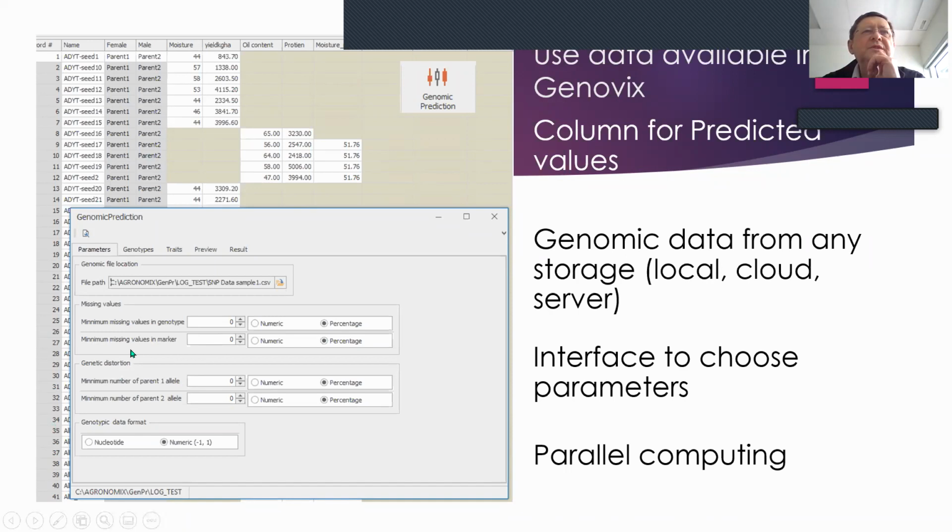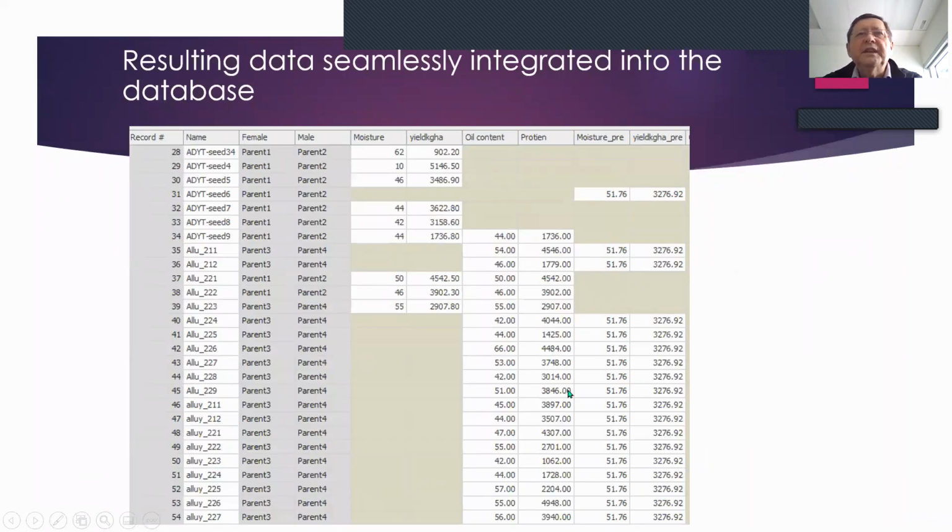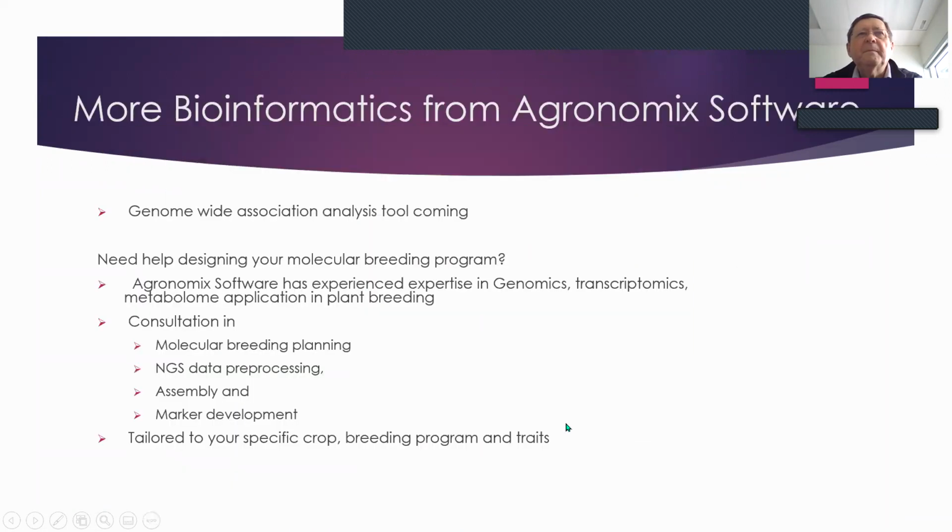There's a lot of settings here that our two people have written, with their experience in breeding and bioinformatics, and they have a lot of the relevant tools in there and options. So it's parallel computing. One run we did had, I think, 250,000 SNP columns, able to process it and link it all back right into Genovix. Didn't take very long. And then it's easily integrated back in the system.